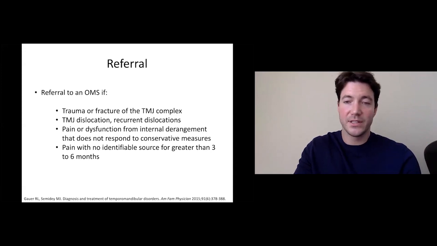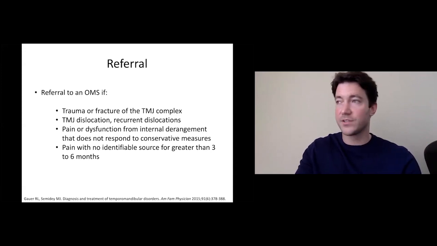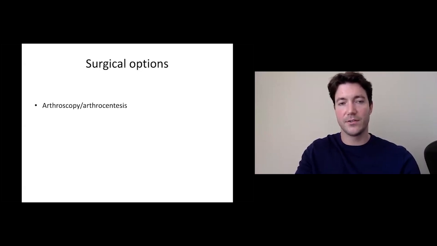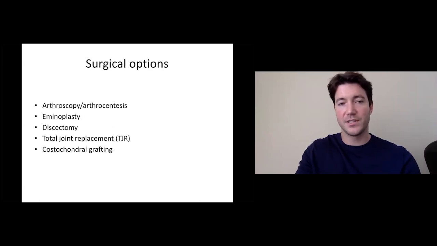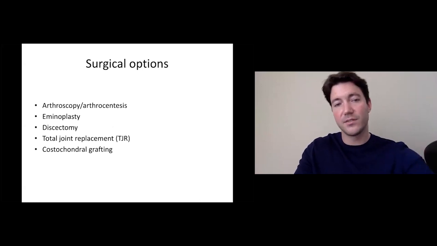Or anything that's really lasted longer than 3 months or 6 months and maybe it's improved a little bit, but it's still bothering the patient, that's a good time to send on to the oral surgeon. So these are just some of the various surgical options. Again, the arthroscopy and arthrocentesis we talked about. Eminoplasty is for recurrent dislocations. Discectomy is for the chronic closed lock.